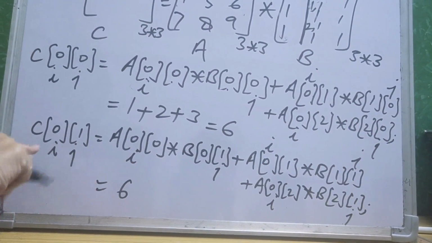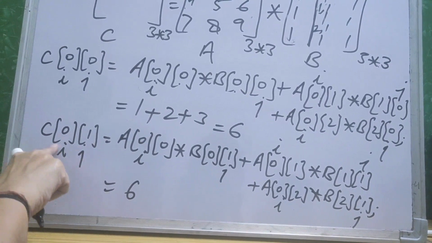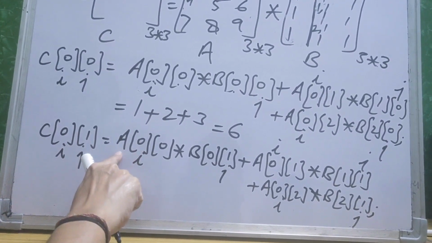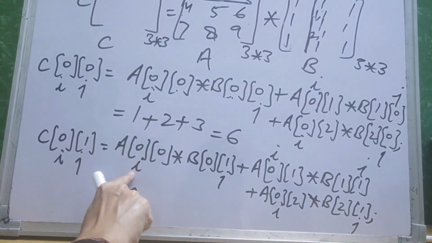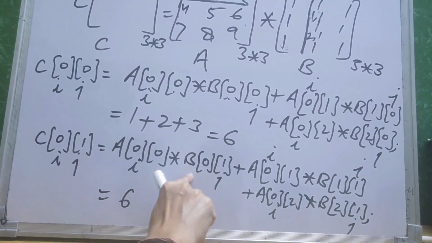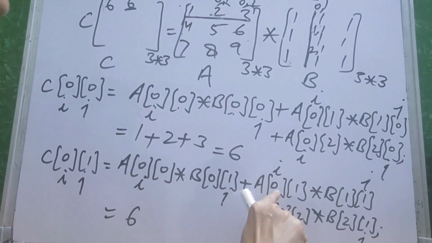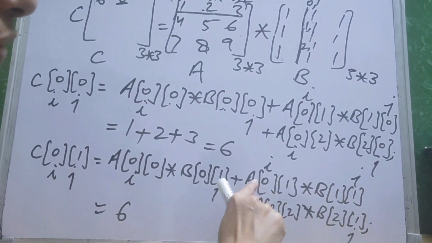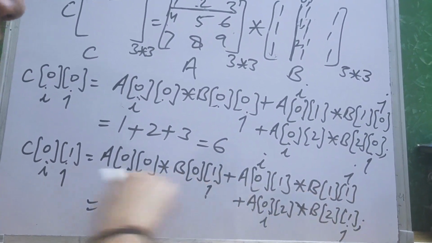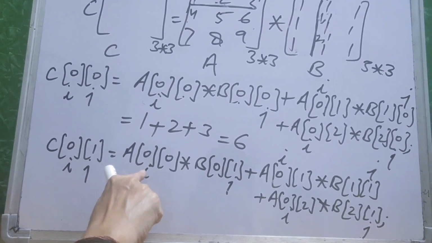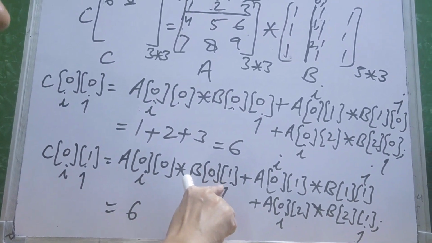In another, C 0 1 index, I equals to 0 and J equals to 1. Here we can check as A row is 0 and B column is 1 as Ij. Same 0 1 and then 0 1. First and last are common as the resultant matrix. That means we can say the I and J for this.